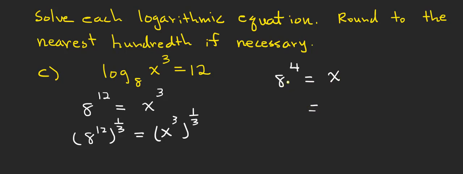So now you get 8 to the power of 4, because 12 times 1/3 is 4, equals x. And what is 8 to the 4th power? That's 8 times 8 times 8 times 8, which will be 4,096. And again, you could double check your answer by plugging this value in for x.